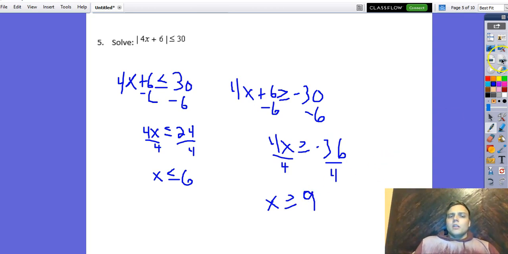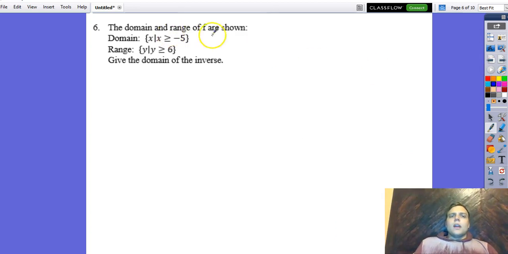Alright. Let's move on. Problem number 6. The domain and range of f are shown. The domain is the set x such that x is greater than or equal to negative 5. And the range is y such that y is greater than or equal to 6. Give the domain of the inverse.